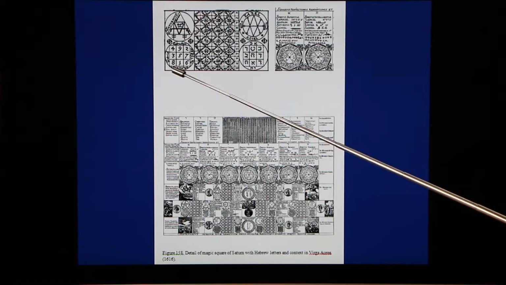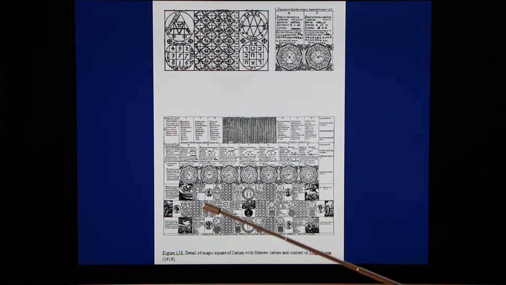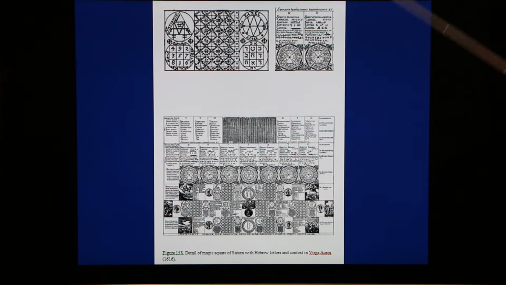And here you see that same magic square in a Christian context, and here you see it linked with letters. And here is the big picture of what that chart looks like. So each planet has its own square. So you have a 3 by 3 square for Saturn, a 4 by 4 square for the next planet, and going right up to a 9 by 9 square.